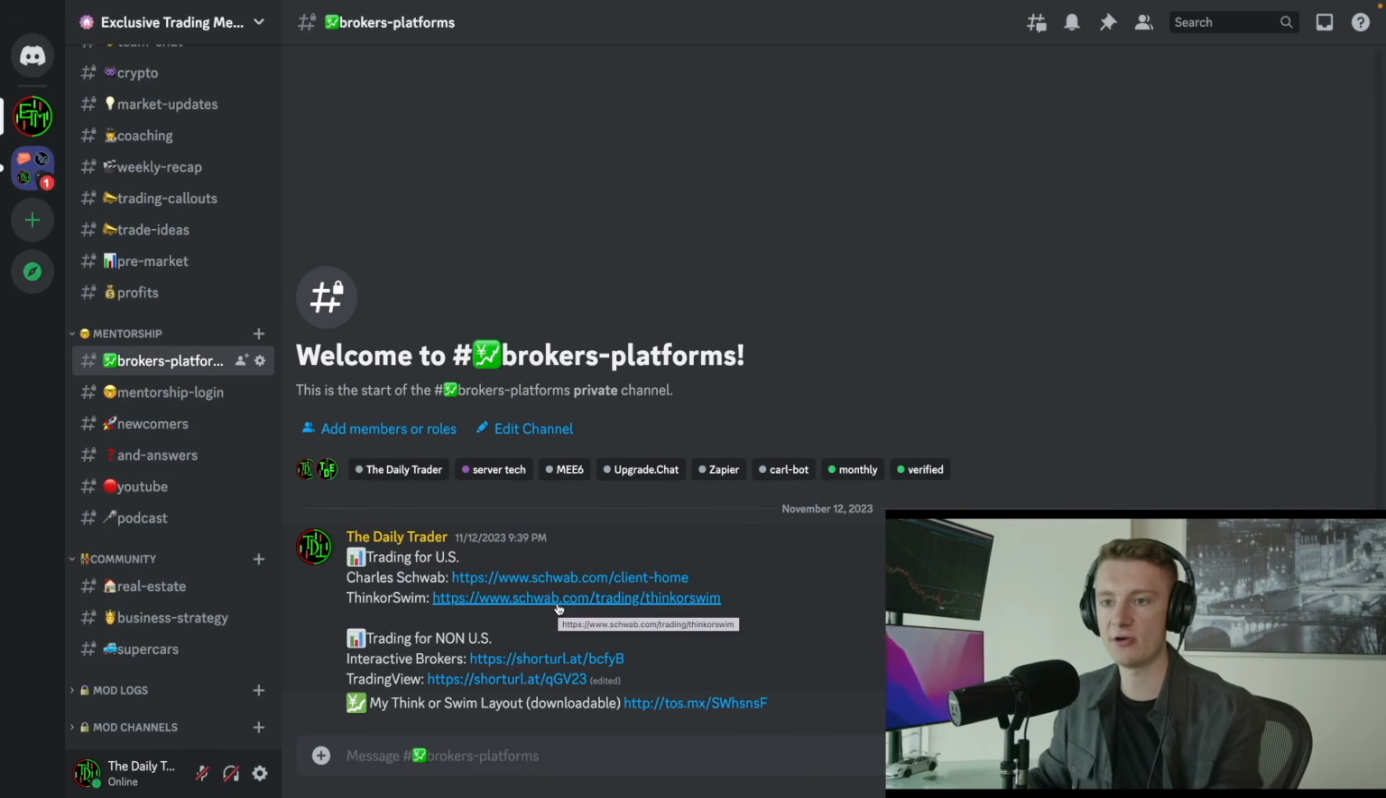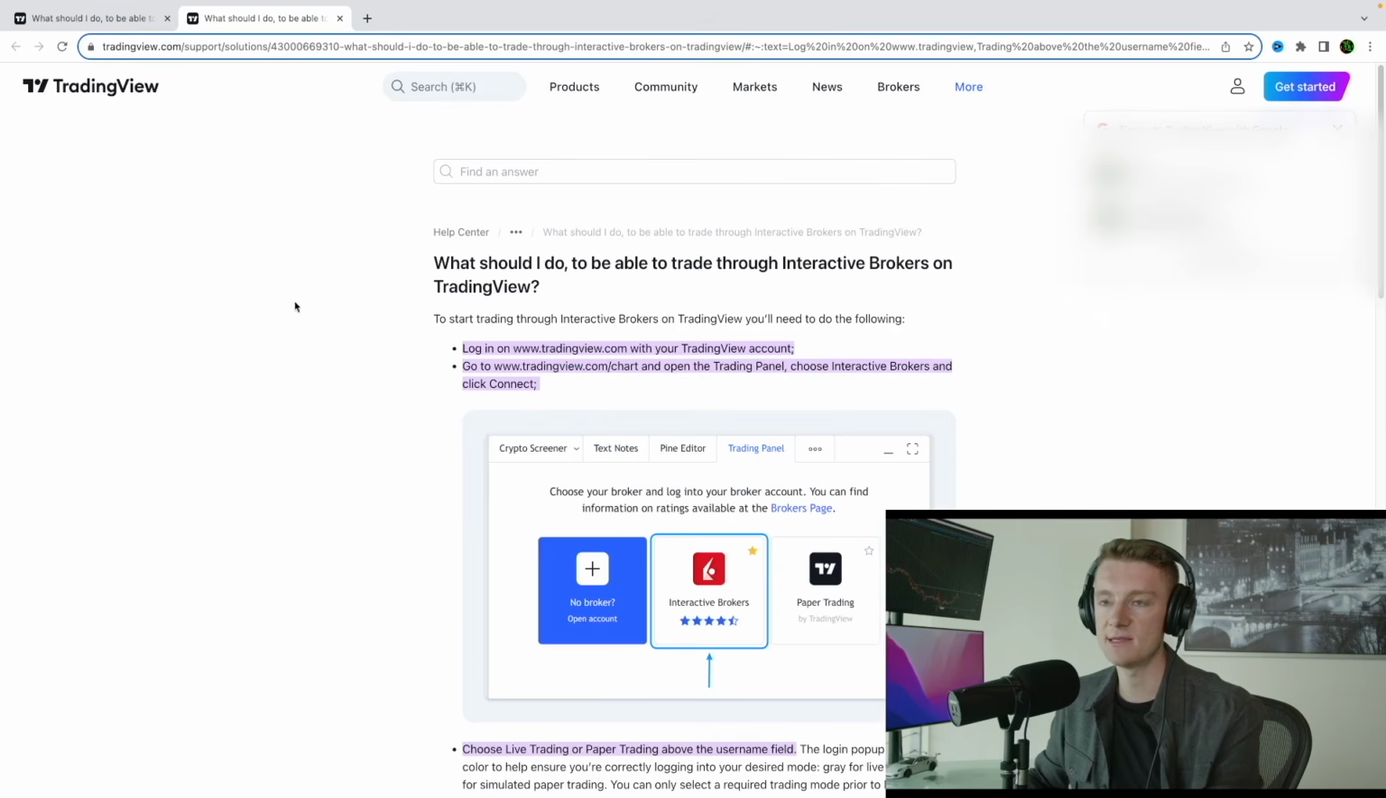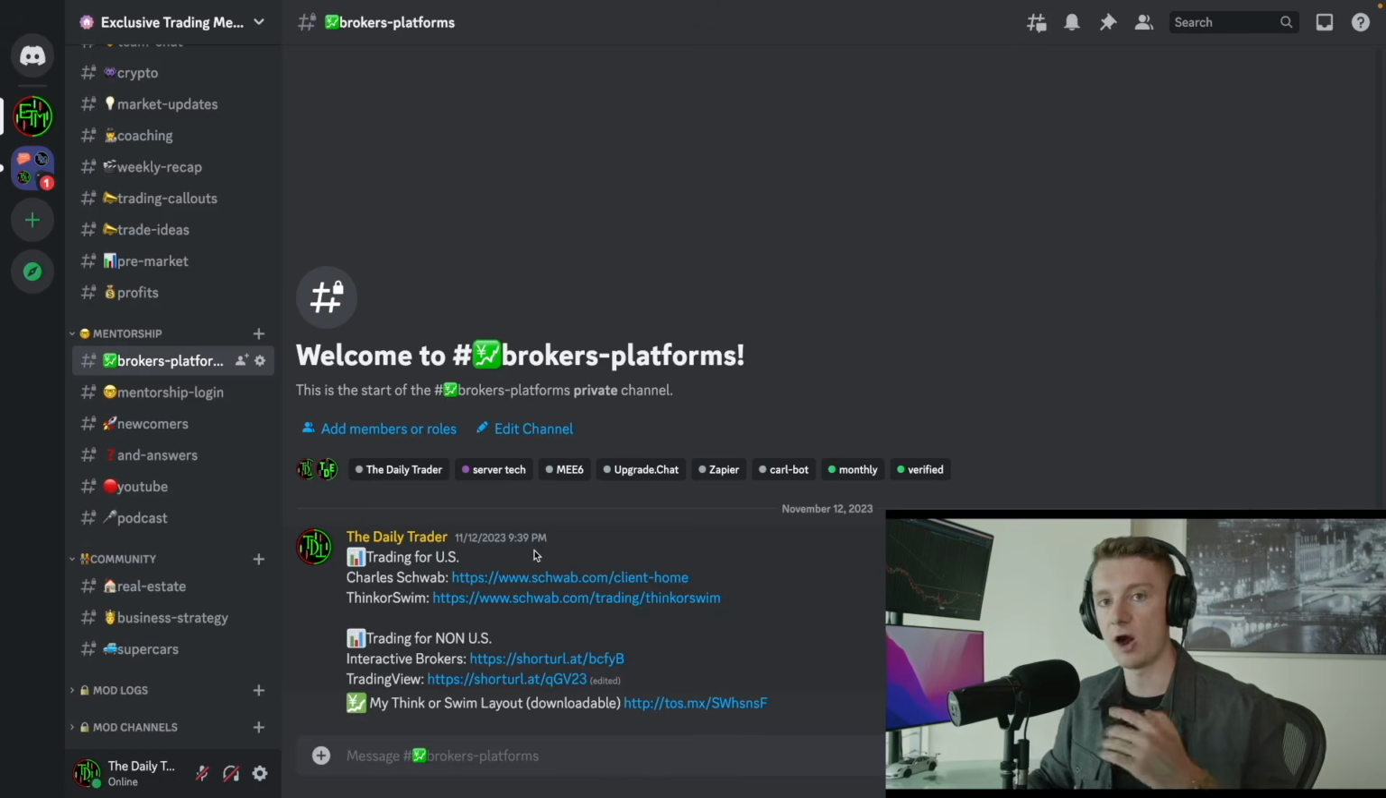Now, once you have your Interactive Brokers account set up, click on TradingView. This page is going to tell you how to go about connecting Interactive Brokers to the TradingView platform. All right, so at this point, you should have your broker set up, whether that is Charles Schwab or Interactive Brokers. You should have downloaded ThinkorSwim and you should have connected your Interactive Brokers to your TradingView account.